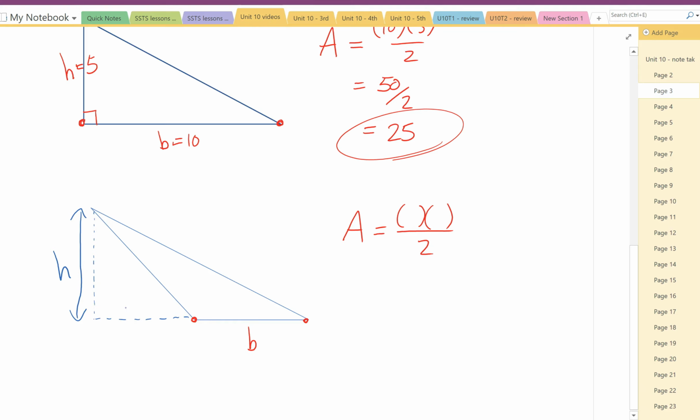So if the height of this triangle were 7 and the base over here was 6, let's say, same thing here. 7 times 6 is 42 divided by 2, 21.